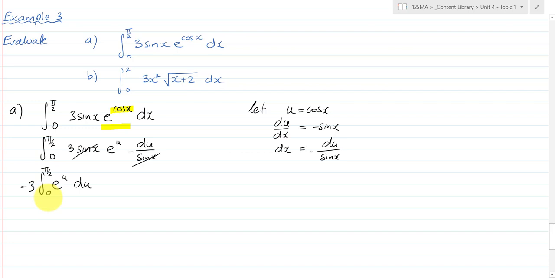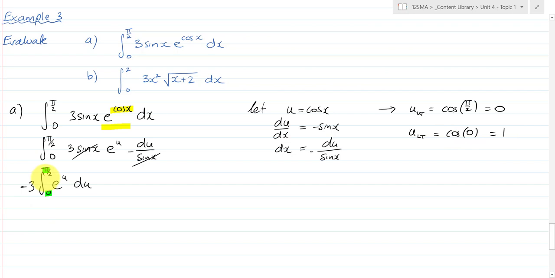Now we are at a bit of a crossroad here and we have to be careful. My two boundaries, my two terminals here are both x terminals. So we have a choice again. You can either rearrange those into u terminals, and to do that you would say the upper terminal, u is equal to cos of pi on 2, which is equal to 0, and the lower terminal is equal to cos of 0, which is equal to 1, and you put between 0 and 1. And that would work perfectly fine.